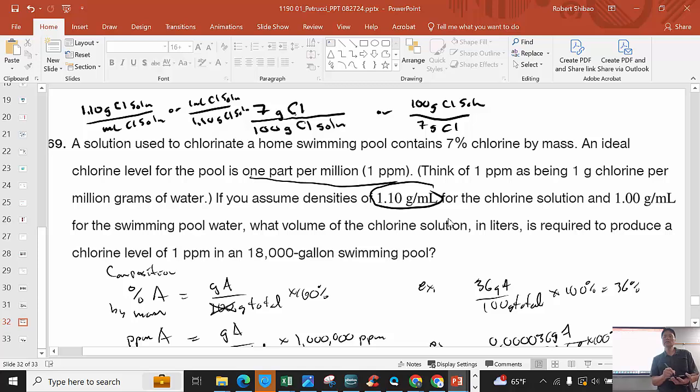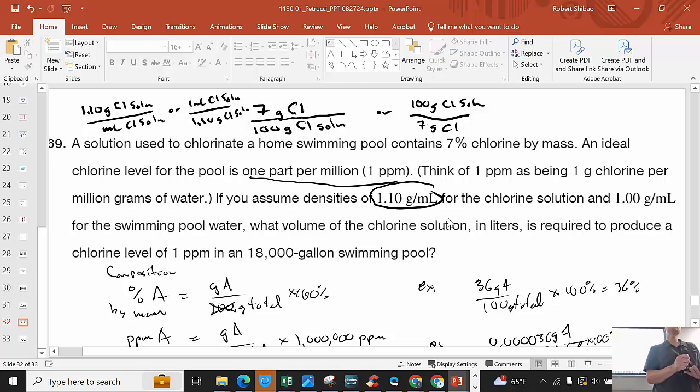However, take a look at the density of the pool. 1.00 grams per milliliter for the swimming pool water, which means it's close to pure water, right? Pure water is 1, roughly. Depends on the temperature. At 4 degrees C, it'd be 1. But anyway, this is just slightly more dense.